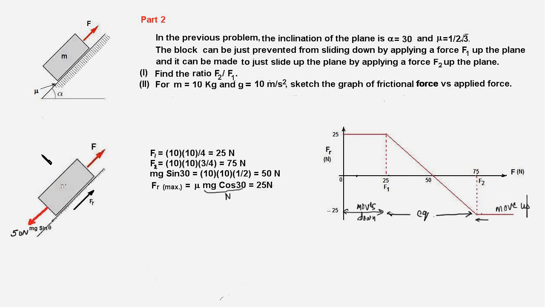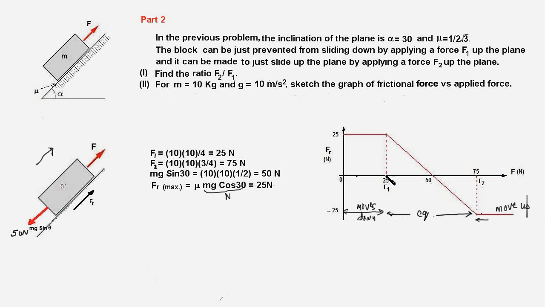Our positive force is in upward direction. Therefore, when the applied force is small, the block is sliding down and the frictional force is in upward direction. The frictional force is positive, therefore it is 25 newtons plus. And when the applied force is very large and the block is moving up, the frictional force will reverse its direction and will be pointing in downward direction, and therefore it is minus 25 newtons. So we draw a horizontal line like this.